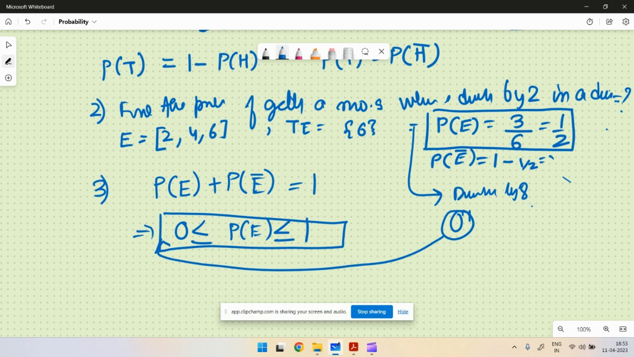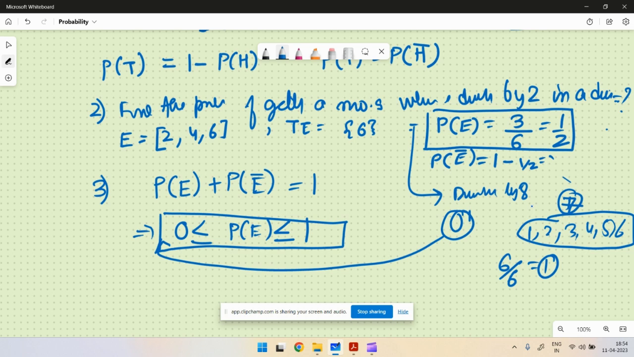And for 1, suppose I say the probability of getting a number which is divisible by 1. You know that all numbers are divisible by 1: 1, 2, 3, 4, 5, 6. Or the probability of getting a number which is less than 7. All numbers are less than 7. So the probability of the event is 6 by 6, which is 1. Hence the probability always lies between 0 and 1. The probability of 0 is also known as an impossible event, and the probability of 1 is a sure event.